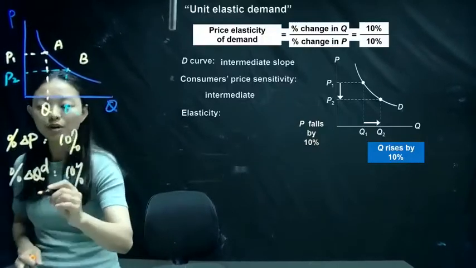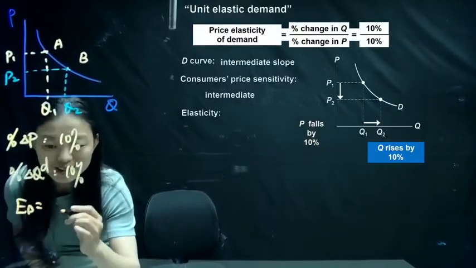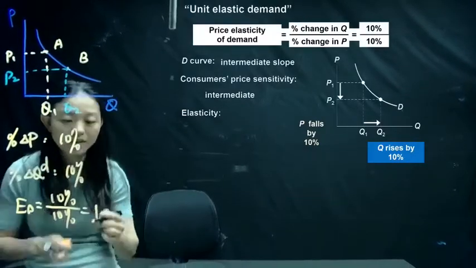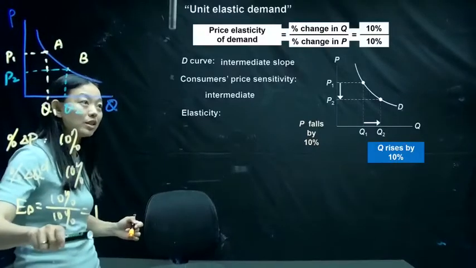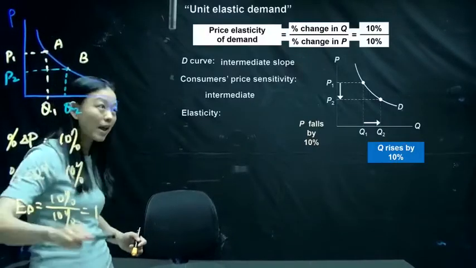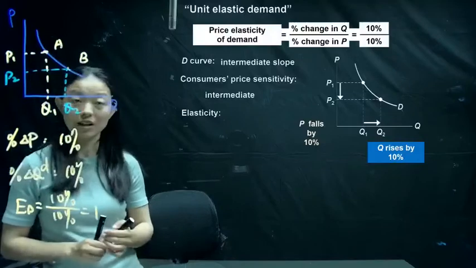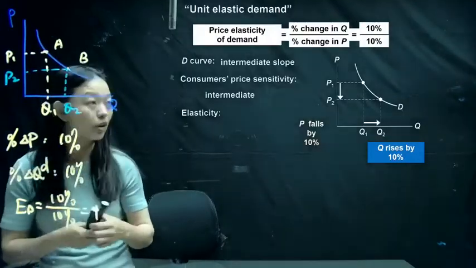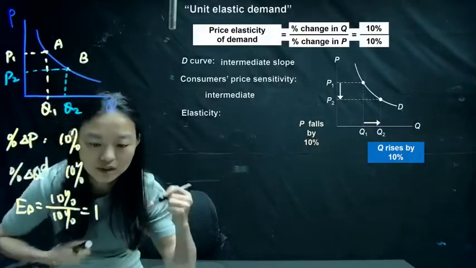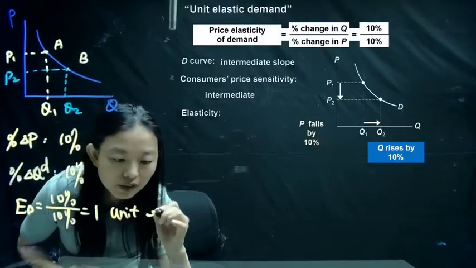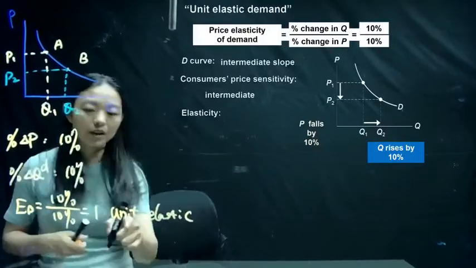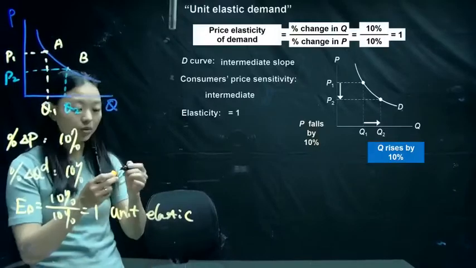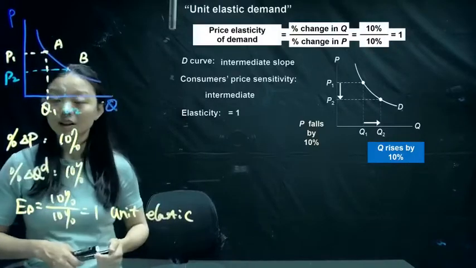right? So if you use this way to compute the price elasticity of demand, you equal 10% divided by 10%, which equals 1. Therefore, the third case here tells you this demand is intermediate. Okay, we have the unit elastic demand curve. Okay, so this is unit elastic. Unit elastic means the price elasticity will equal 1. Okay, will equal 1. So this is the third case.